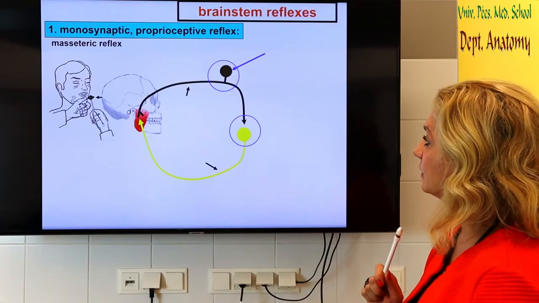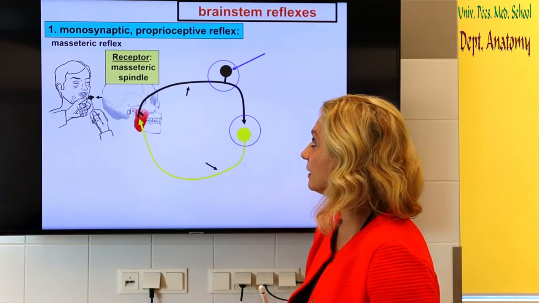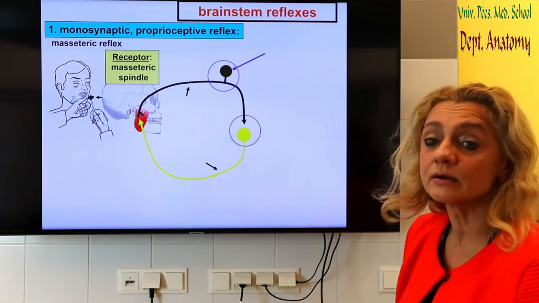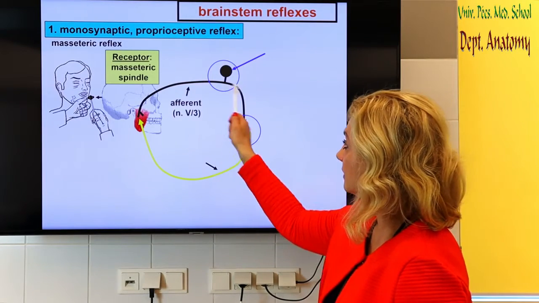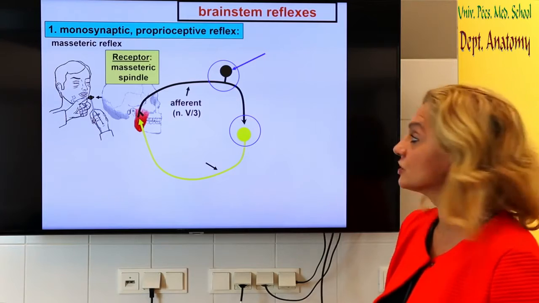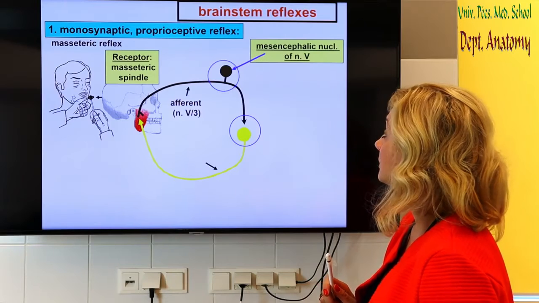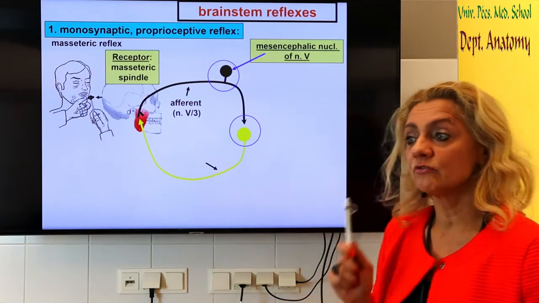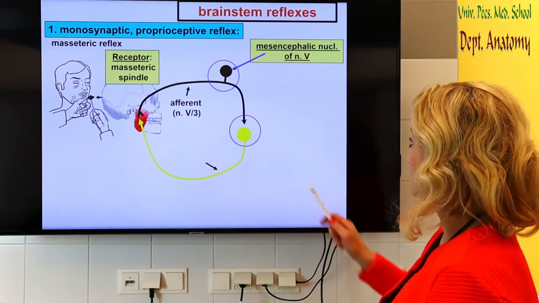So here, in this case, the receptor is obviously, just like with any other proprioceptive reflex, the muscle spindle of the masseteric muscle. And then the afferent nerve is the trigeminal nerve, the mandibular branch, and that goes to the mesencephalic nucleus of the trigeminal nerve. Remember that it is like a ganglion positioned in the central nervous system.